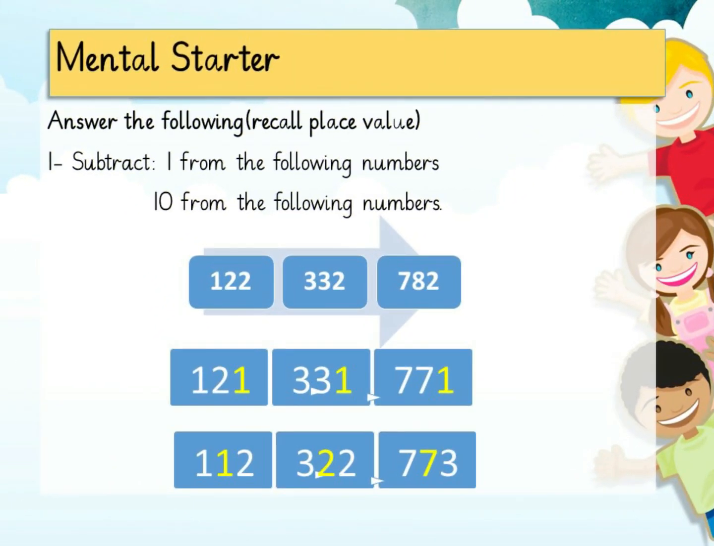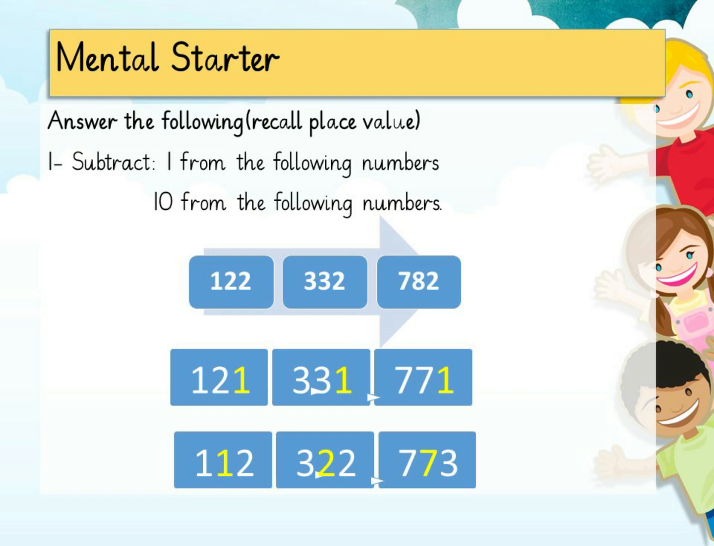Alright children, moving ahead with the mental starter, answer the following question recalling place value again. This time you are going to subtract 1 or 10 from the given set of numbers. In the previous practice, you added to the given numbers and we followed the same pattern, like changing the value in the unit place or at the tens place. This time we are following the same pattern, subtracting 1 or subtracting 10.